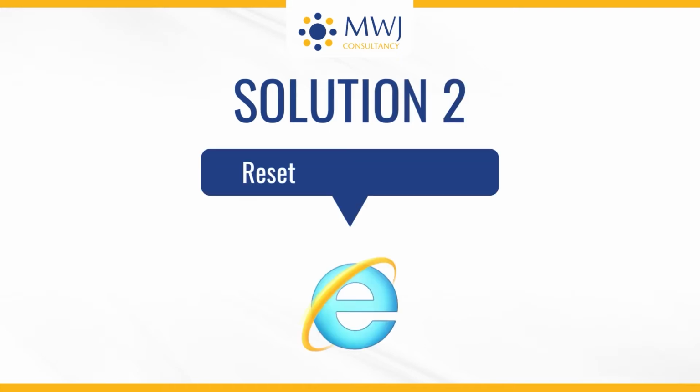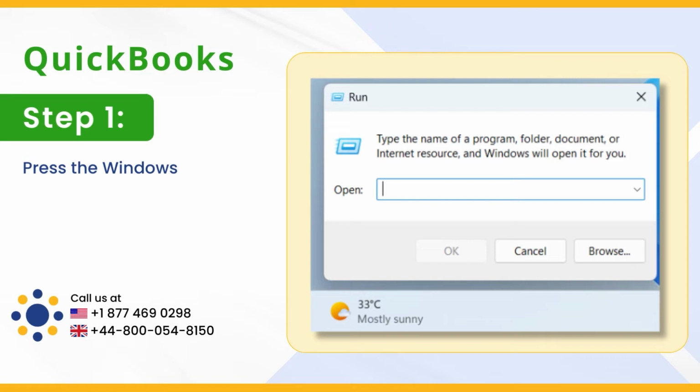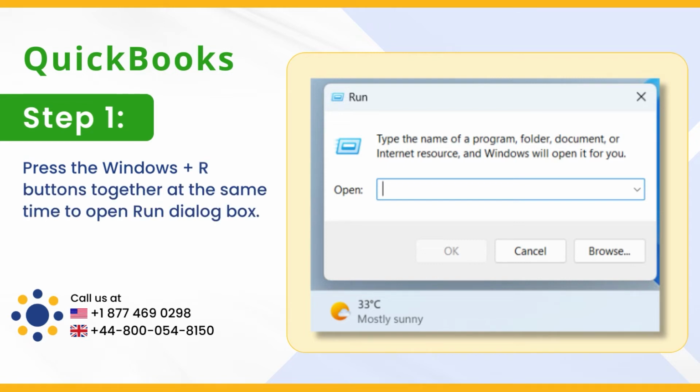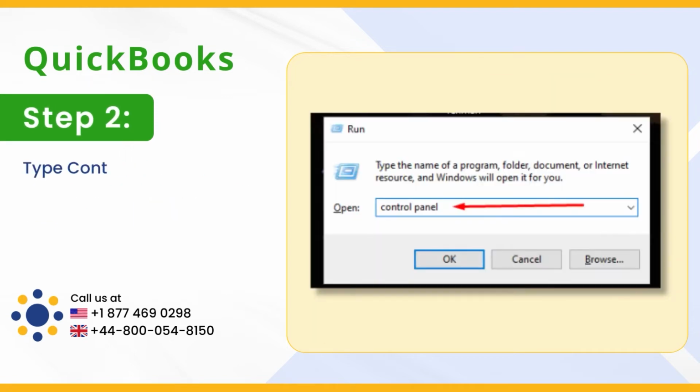Solution 2. Reset Internet Options. Step 1. Press the Windows plus R buttons together at the same time to open the Run dialog box. Step 2. Type Control Panel in the Open field and press OK.